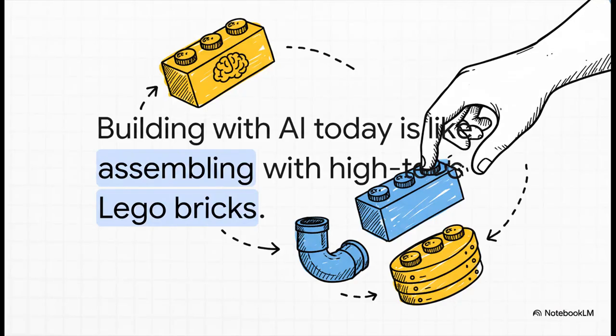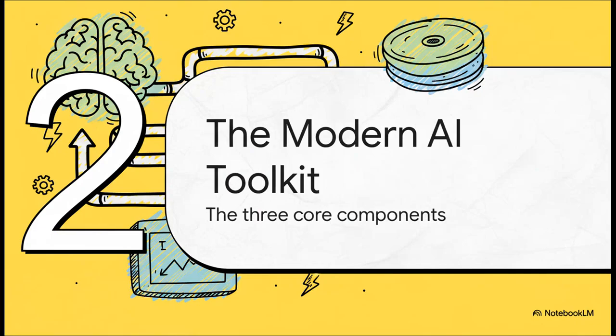The best way to think about it is like this. You're not mining the iron ore and forging the steel yourself. Instead, you're being handed these incredibly powerful pre-built engines. Your job is to be the architect, snapping them together to create something totally new. But what exactly are these high-tech Lego bricks? So what does this toolkit actually look like?